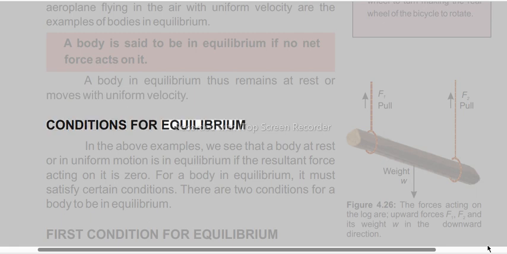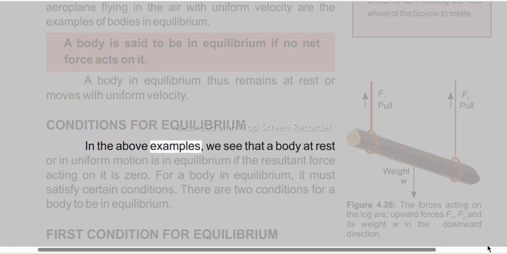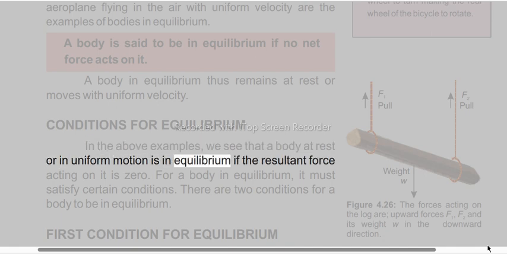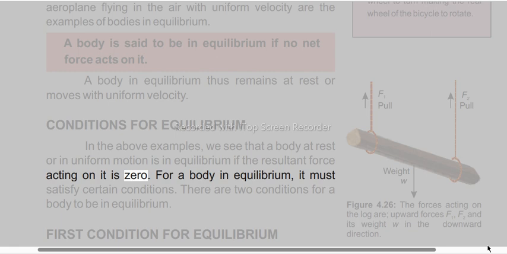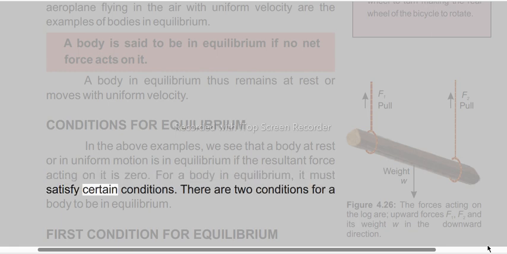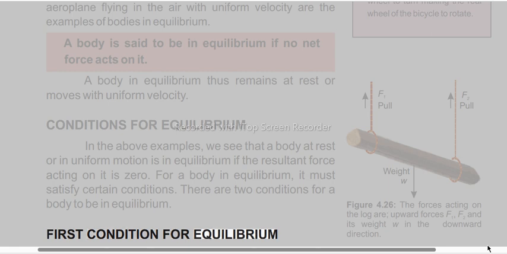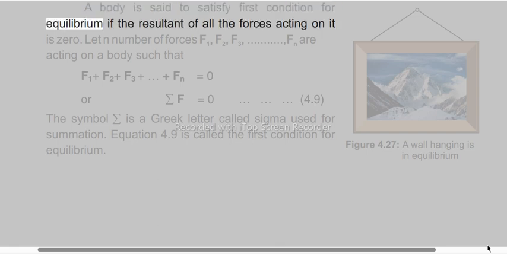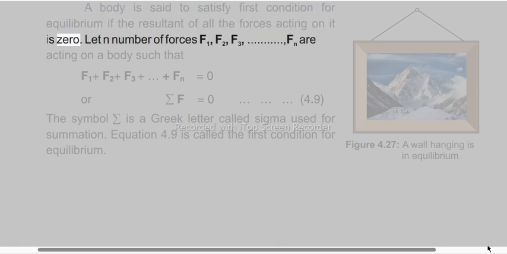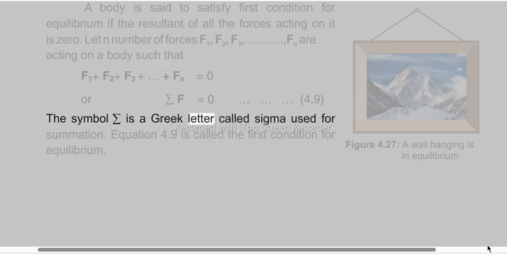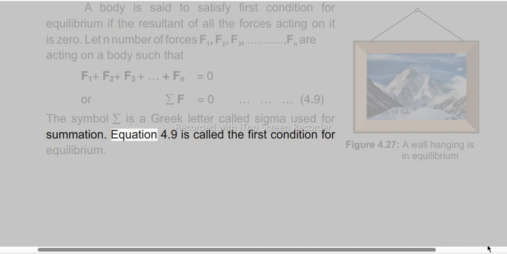Conditions for equilibrium. In the above examples, we see that a body at rest or in uniform motion is in equilibrium if the resultant force acting on it is zero. For a body in equilibrium, it must satisfy certain conditions. There are two conditions for a body to be in equilibrium. First condition for equilibrium: a body is said to satisfy the first condition for equilibrium if the resultant of all the forces acting on it is zero. Let n number of forces F1, F2, F3, ..., Fn be acting on a body such that the sum of forces equals zero, where the symbol is a Greek letter called sigma used for summation. Equation 4.9 is called the first condition for equilibrium.